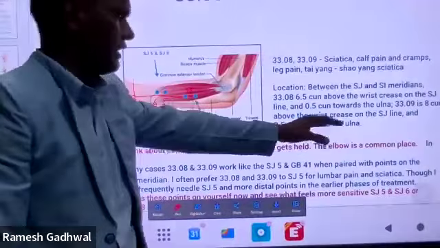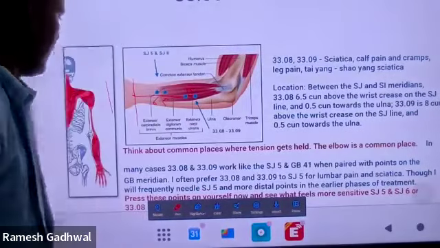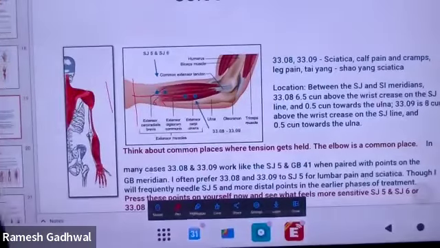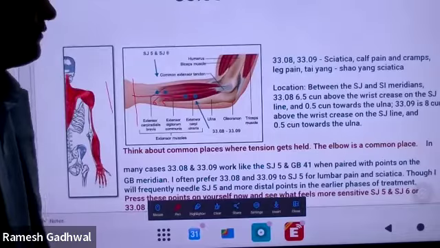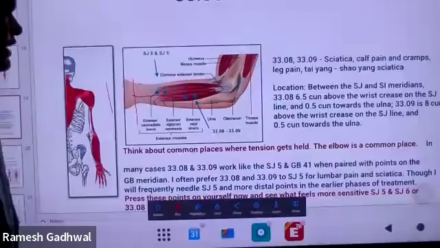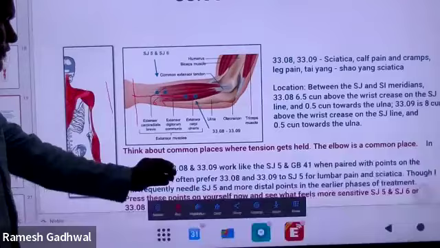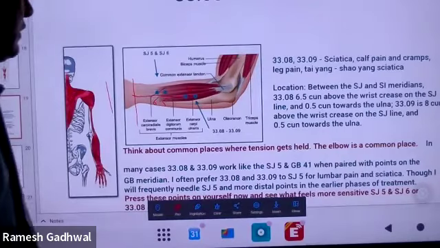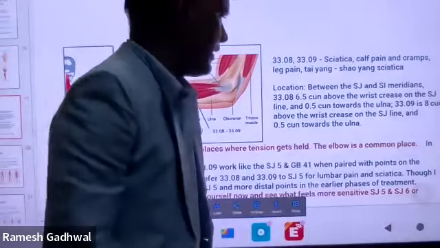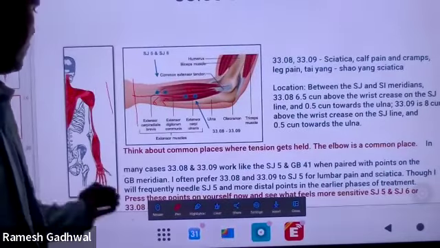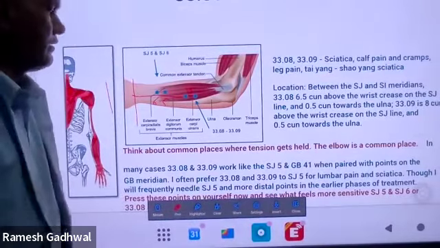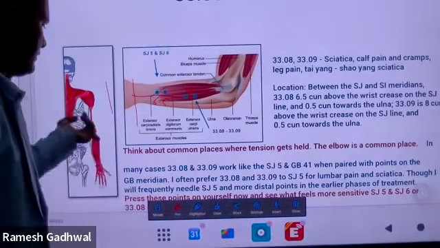The elbow is a common place. In many cases, 33.08 and 9 work like San Jiao 5 and GB41 when paired with points on the GB meridians. I often prefer 33.08 and 33.09 over San Jiao 5 for lumbar pain and sciatica, though I will frequently needle San Jiao 5 and more distal points in the earlier phase of the treatment.